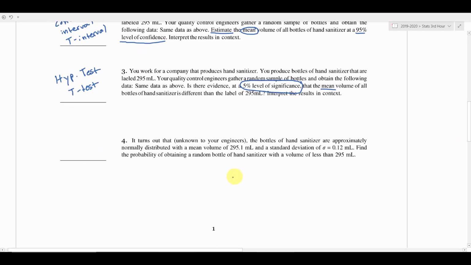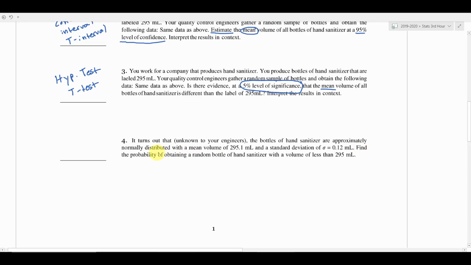All right, let's look at number 4. It says, it turns out that, unknown to your engineers, the bottles of hand sanitizer are approximately normally distributed with a mean of 295.1 milliliters and a standard deviation of 0.12. So they just gave us everything about the population. They just told us the population mean, the population standard deviation. We know everything about it now.